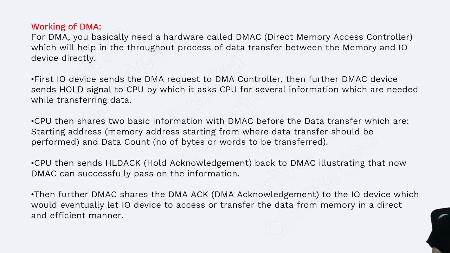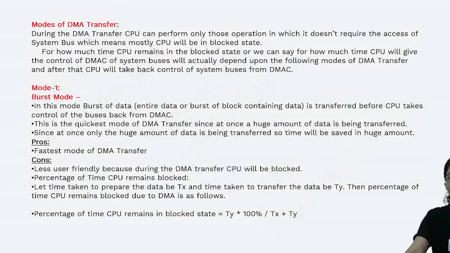Then the CPU will share two basic pieces of information before the data transfer: the starting address, where the data is stored, and the data count, that is the number of bytes. Next, the CPU sends the HLD acknowledgement, that is hold acknowledgement, back to the DMA controller. Then the DMA controller sends the DMA acknowledgement and the input output device will start the transfer. This sequence is very important. Nowadays sequence questions are coming, so you have to remember the sequence.